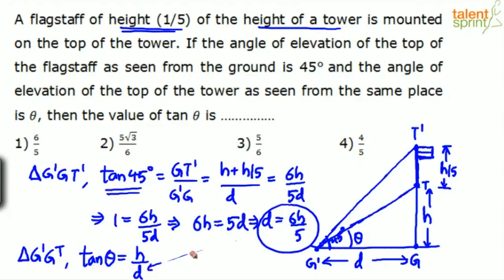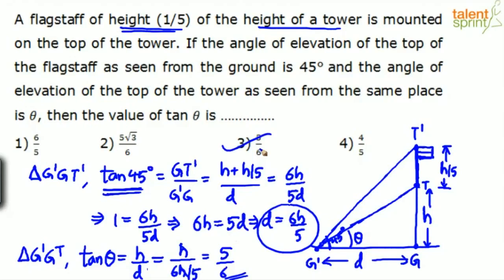What do we get? Our requirement is tan theta, so substitute it there. Basically two equations, two unknowns. First equation is tan 45. Second equation is tan theta. So H remains as it is. D can be taken as 6H/5. So H and H get cancelled. We'll be left with 5/6. That's your answer. 5/6 is option 3.